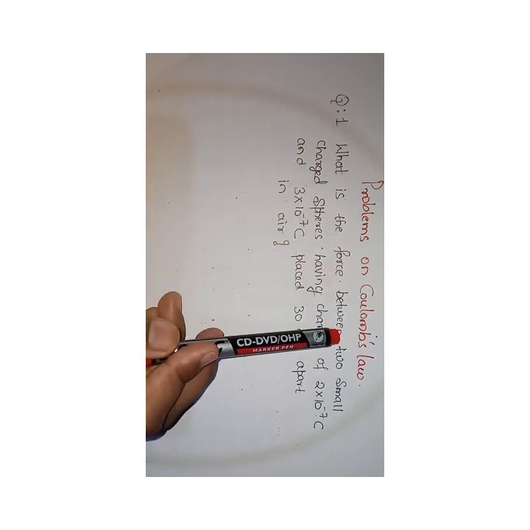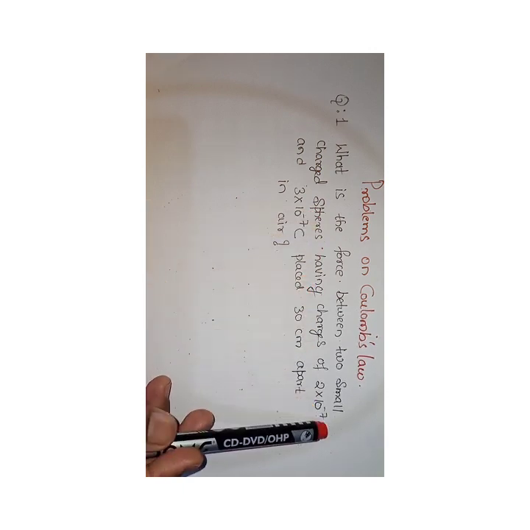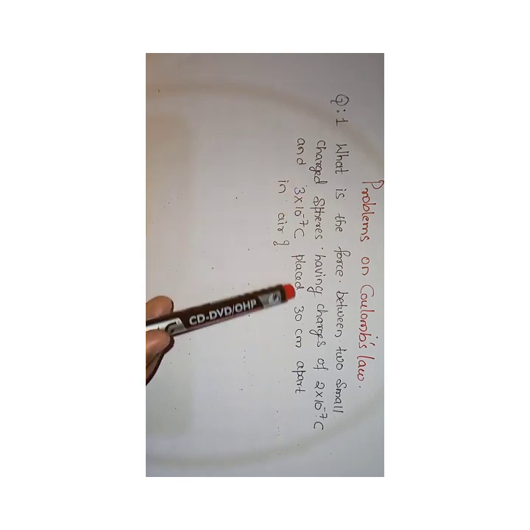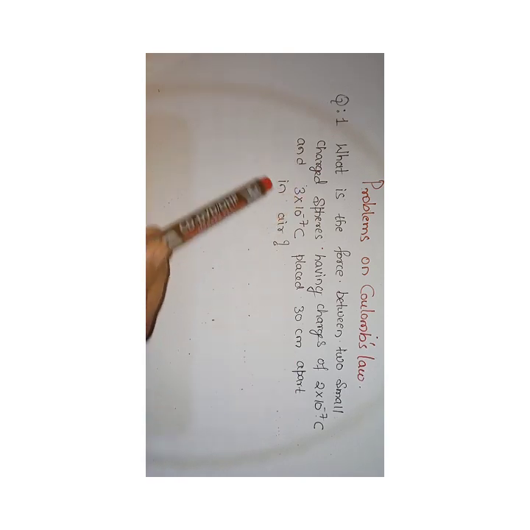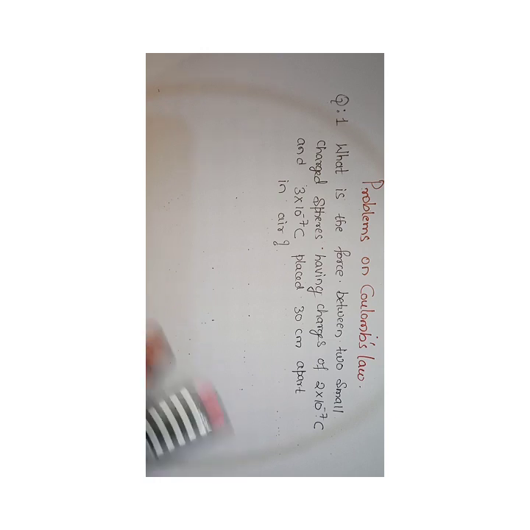What is the force between two small charged spheres having charges 2 × 10^-7 coulomb and 3 × 10^-7 coulomb placed 30 centimeter apart in air? I'll just tell you the concept behind this. Substitution, the remaining answer, everything you have to do. I'll not sit here with the calculator and solve everything, since in a video class the video becomes very lengthy, and you will feel bored and skip the video. So I'll just tell you the given things and the concept behind it. You have to substitute and solve everything.